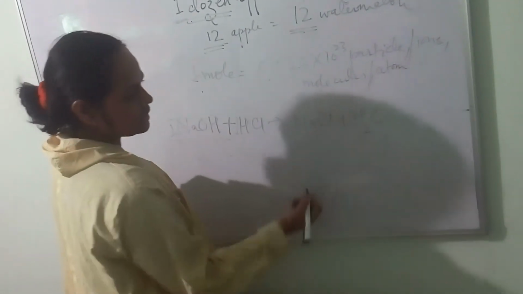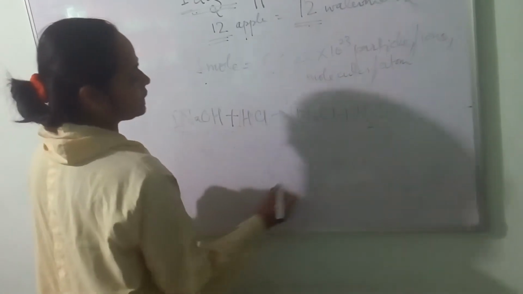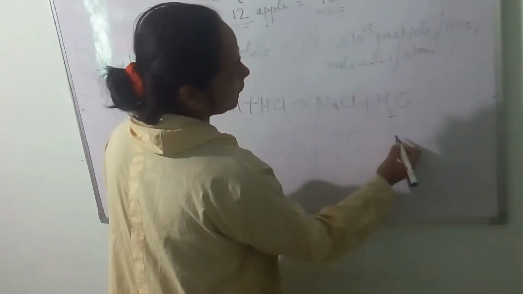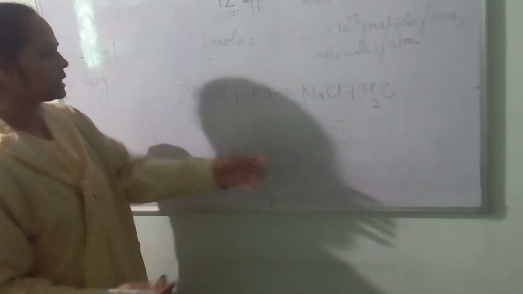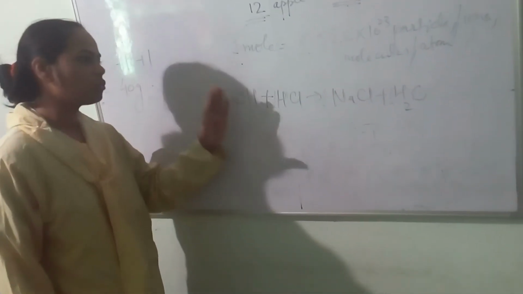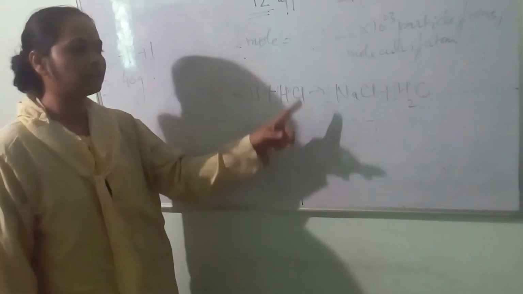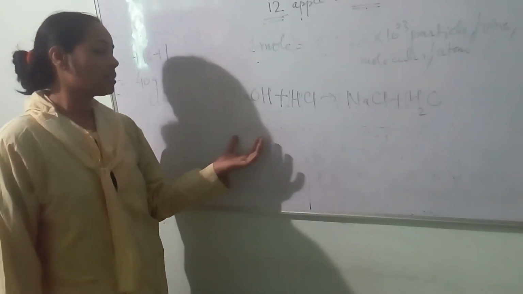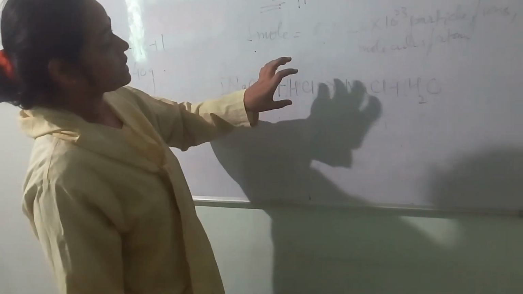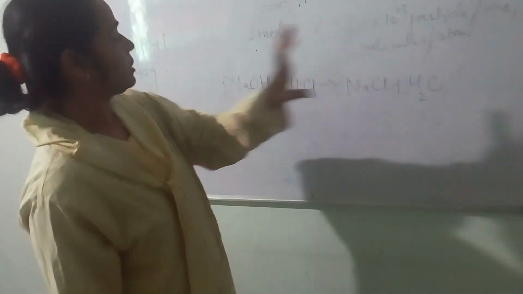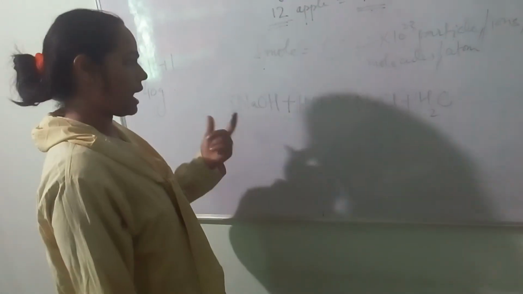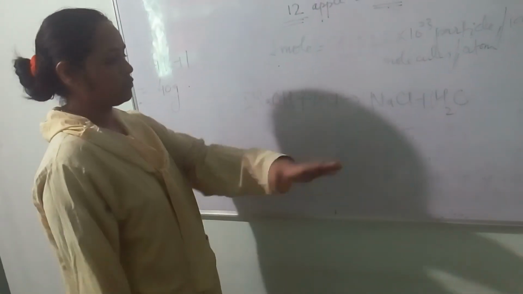Now 1 mole of NaCl: 35.5 plus 23 is 58.5. And H2O is 18 u. This is actually the molecular weight of each particular substance. So we can see that although the different compounds have different molecular weights, all belong to 1 mole, having 1 mole value of each.